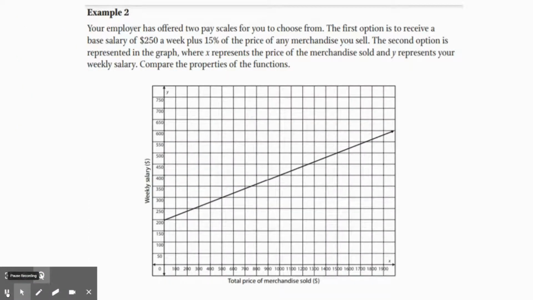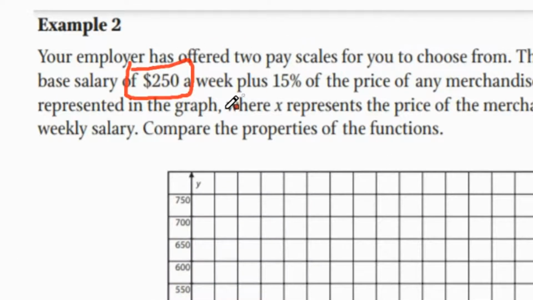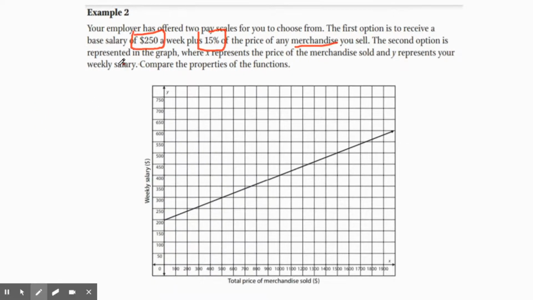Example 2, your employer is offering 2 pay scales for you to choose from. I like these ones because if you were to have a choice between these two models, which one would you choose? One is modeled by the graph here, but the other one is kind of tough to see. It's modeled by this, a base salary of $250 a week plus 15% of the price of the merchandise that you sell. Okay, so we'll start calling this one f of x, and then this one down here is actually g of x. Notice that it's not the same. These two functions are not the same. So we'll look at each one of these individually.